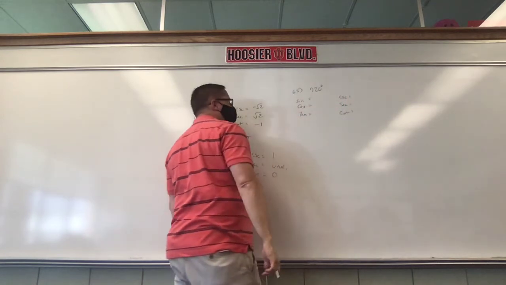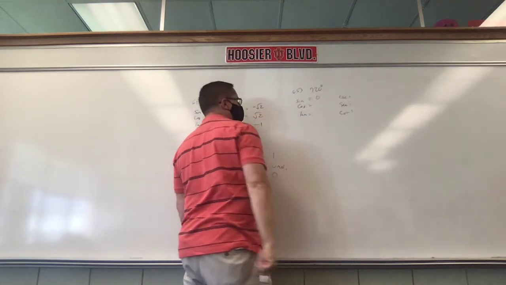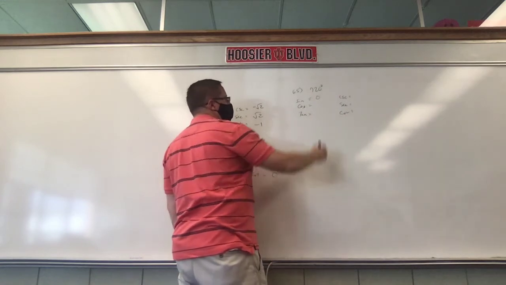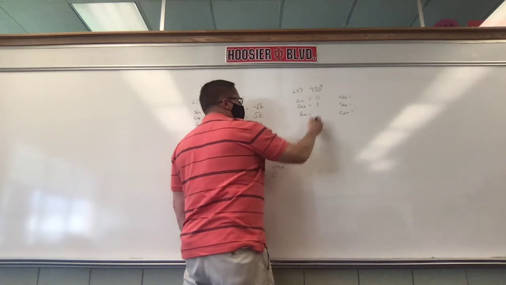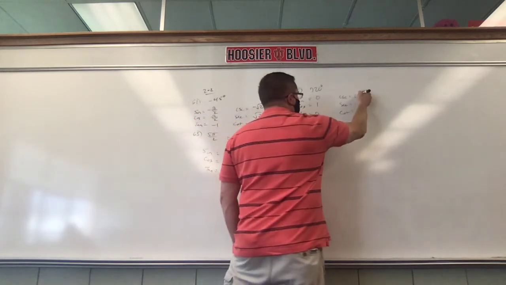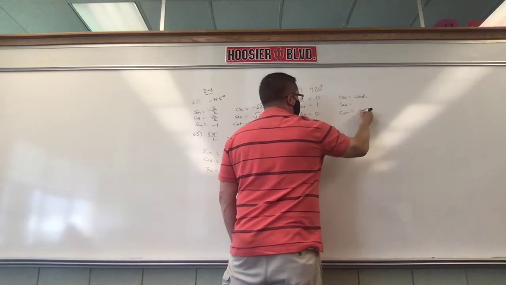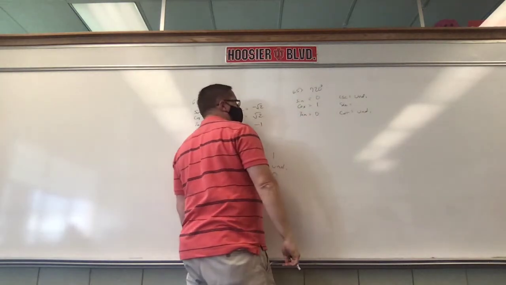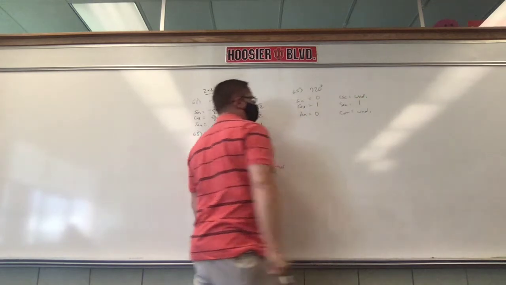Well, the sine is 0. Cosine at 0 or 360 or 720, whatever, is 1. Tangent is 0. Cosecant is undefined since sine is 0, and cotangent also is undefined because tangent is 0. Secant is the reciprocal of 1, which is 1.